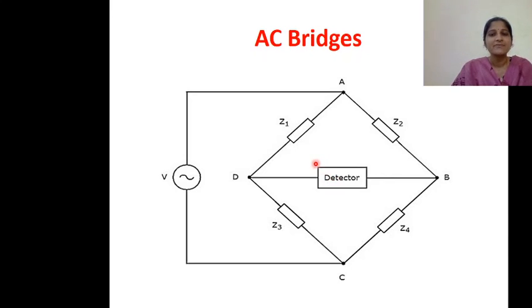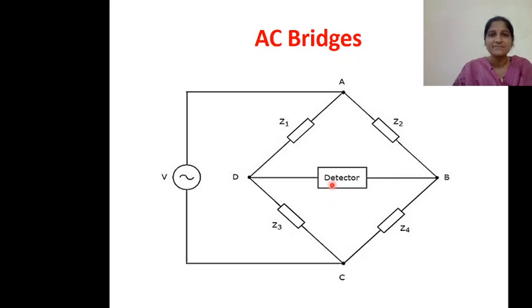So for DC bridges you will be having DC supply, resistors and a galvanometer. For AC bridges, the supply will be AC, and you will be using the impedances and the detector. Okay, these are the major differences.